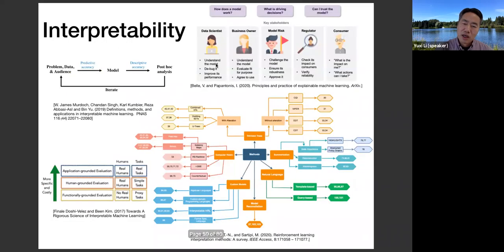And interpretability, or explainability, is also a big challenge. There are some achievements, but we are still working on this, especially for reinforcement learning. There is some work, even a survey paper. So there is some progress on this topic.